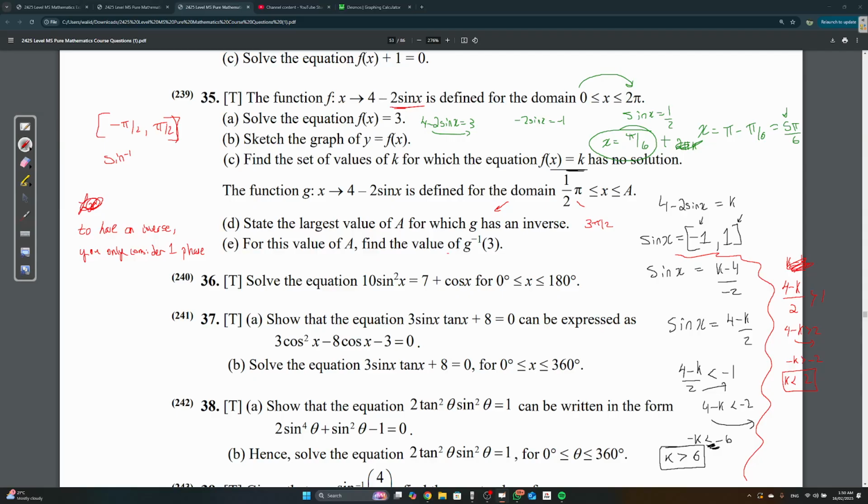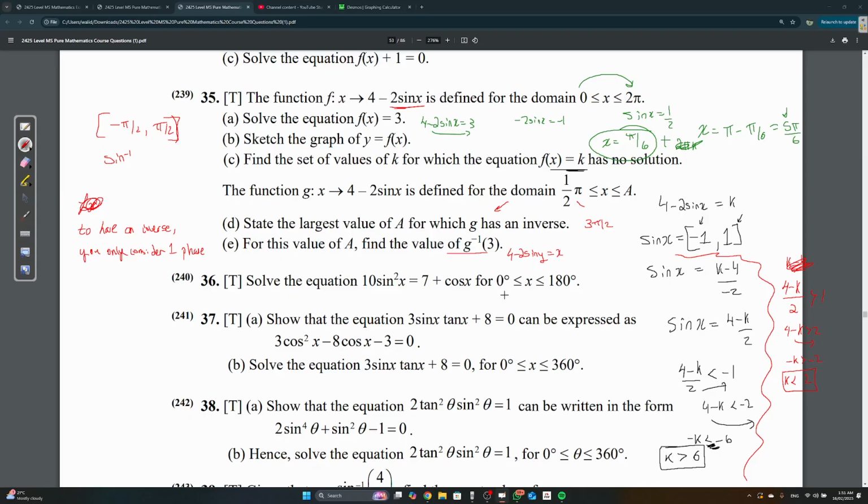For this value, find the value of G inverse 3. Here they're asking you to find G inverse 3. Do we know what G inverse is? No, it's not just sine inverse 3. First, let's find what G inverse is. We did it earlier. How do you find G inverse? You interchange y and x. So it's going to be 4 minus 2 sine y is equal to x.